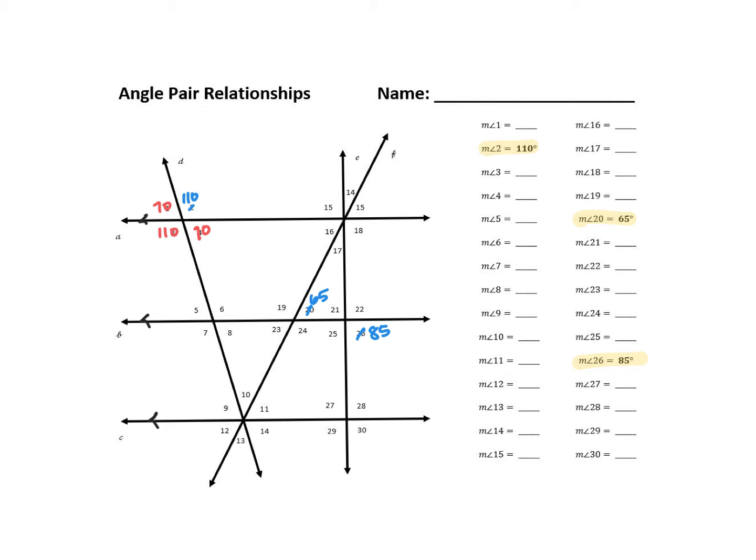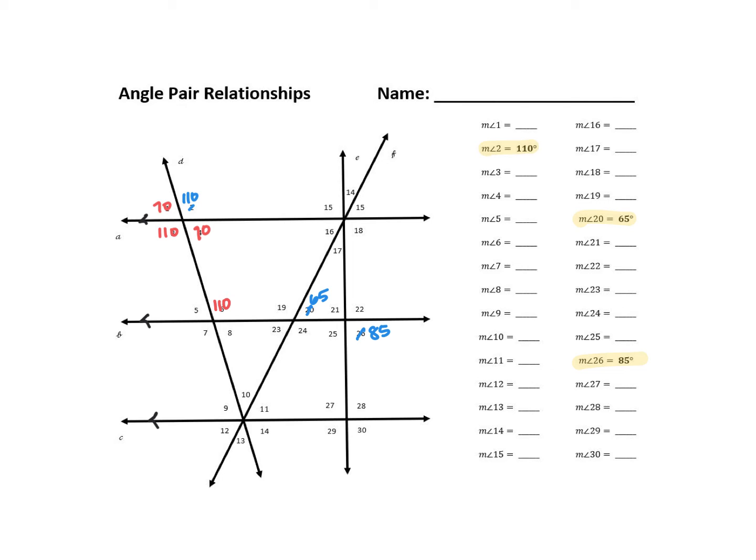Then as I jump down here to 5, 6, 7, and 8, 6 is 110 degrees because it's a corresponding angle with angle 2. And then from there, these other 3 angles would be filled out, 5, 7, and 8, the exact same way as that top group of 4.